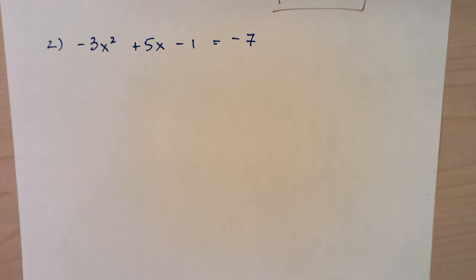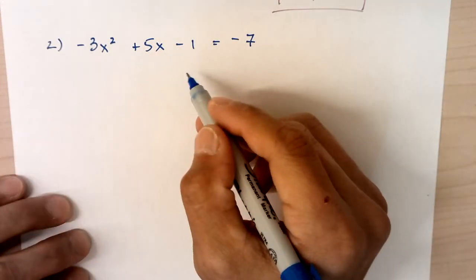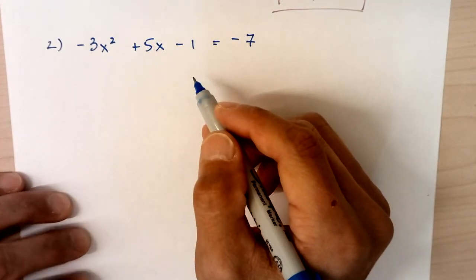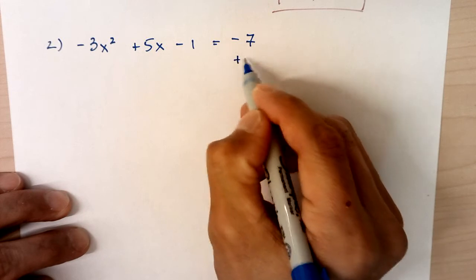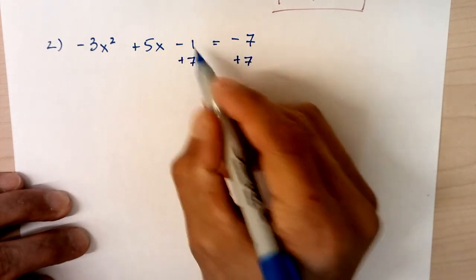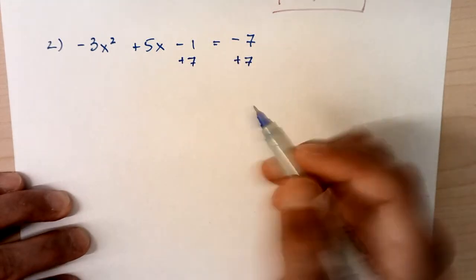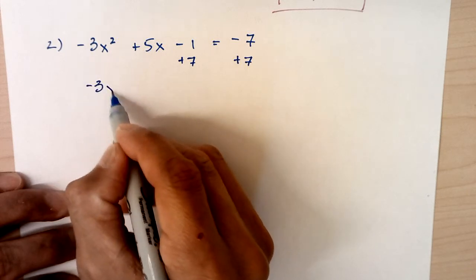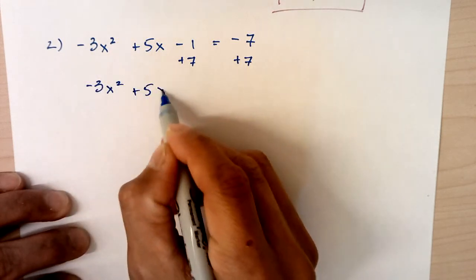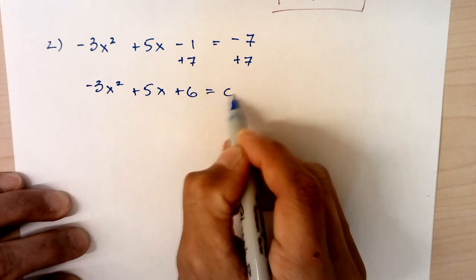And then my next example, I want to solve this using the quadratic formula. Before you figure out a, b, and c, everything's not on one side of the equation equal to 0. So we need to get everything equal to 0 first. I can add 7 to each side. I can only add 7 to the -1. Those are like terms. Then we end up with -3x squared plus 5x plus 6 is equal to 0.